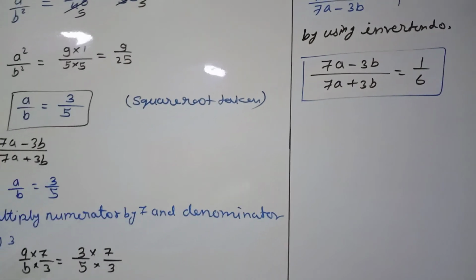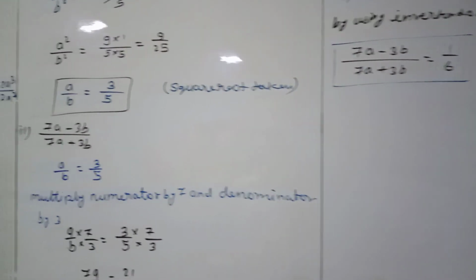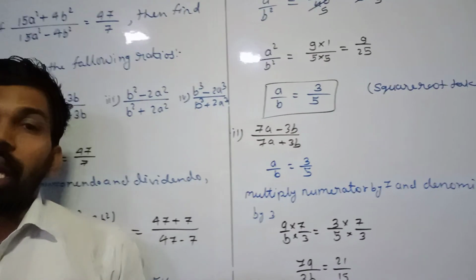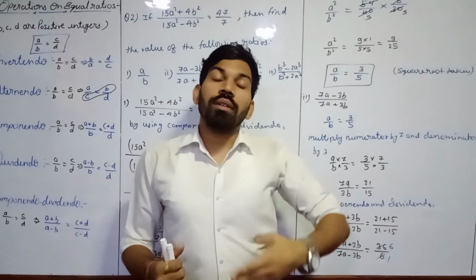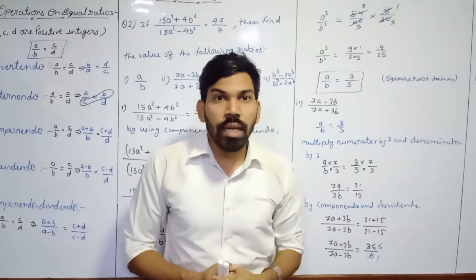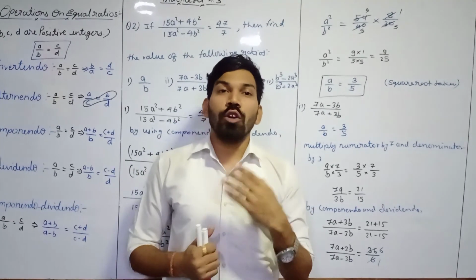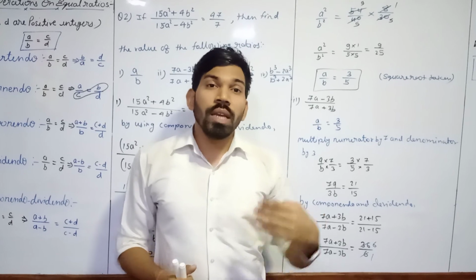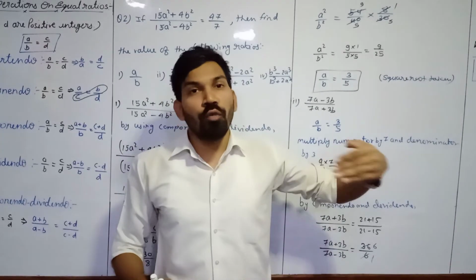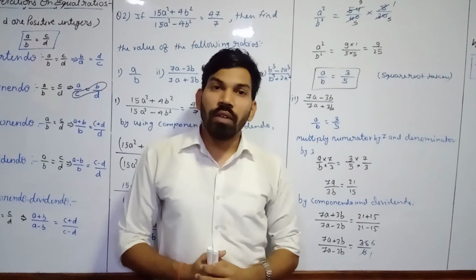Now we have it according to our question. So this way, if we have any of the given ratios as in question number 2, the same operation we have to apply, and we can easily find the value of a upon b, the smallest ratio. And by using the value of a upon b, like in question number 1, we have to follow and find the answer of the given ratios.